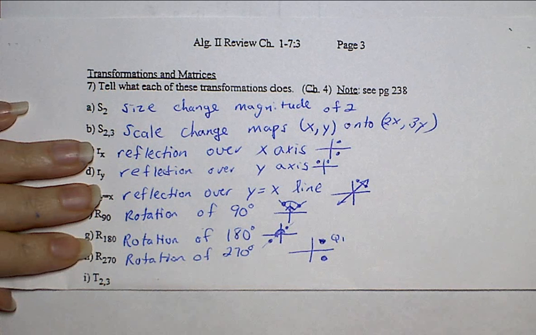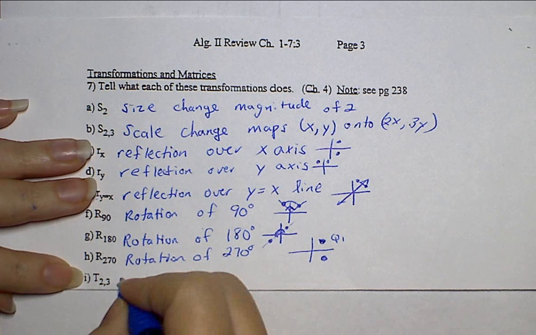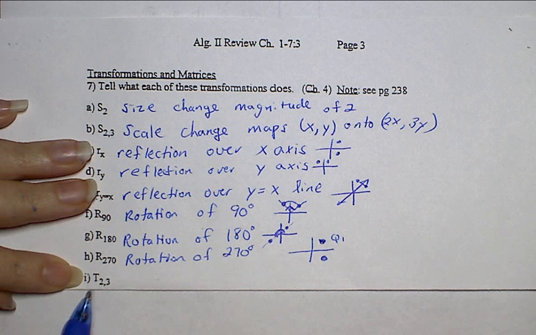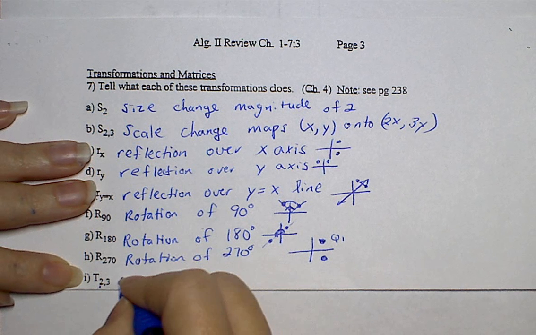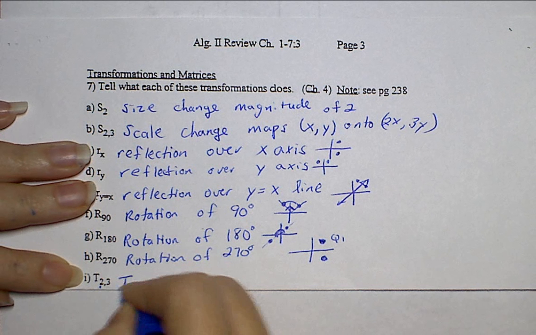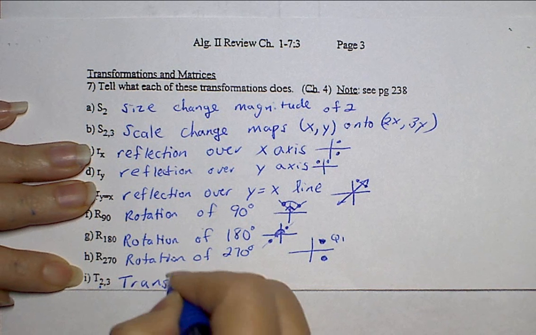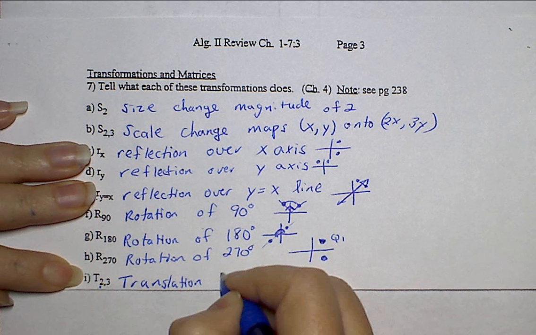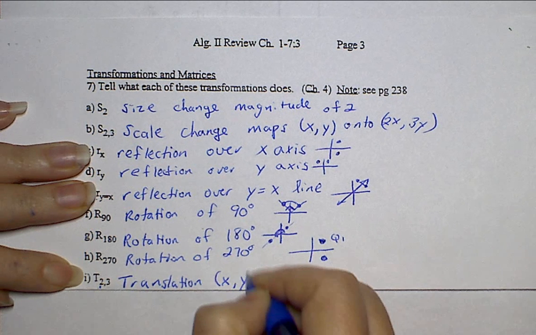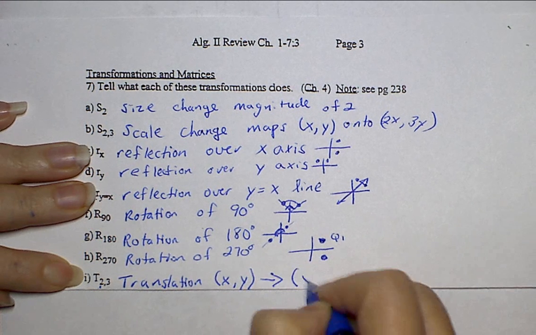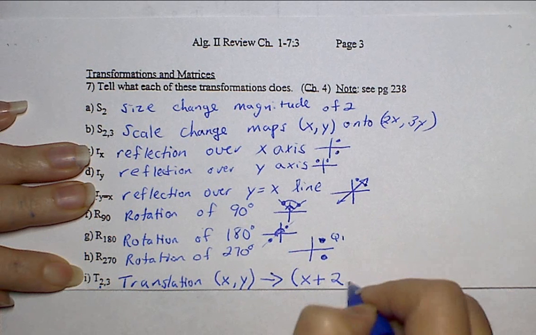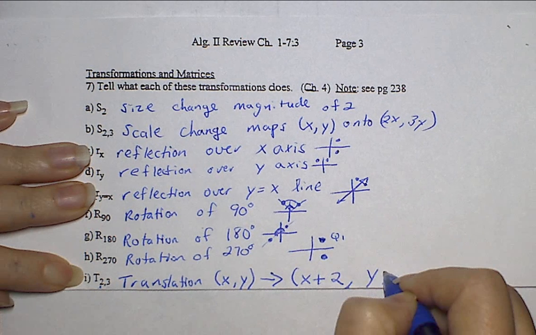And then the T is a translation. That means you move your point to the right, whatever this is. Since it's positive, you're moving it to the right 2, and then 3 up, because that's your X and that's your Y. So this is called a translation, a translation of x, y. And remember, you're moving that point: your X value, you're going to add the 2, and your Y value, you're going to add the 3.